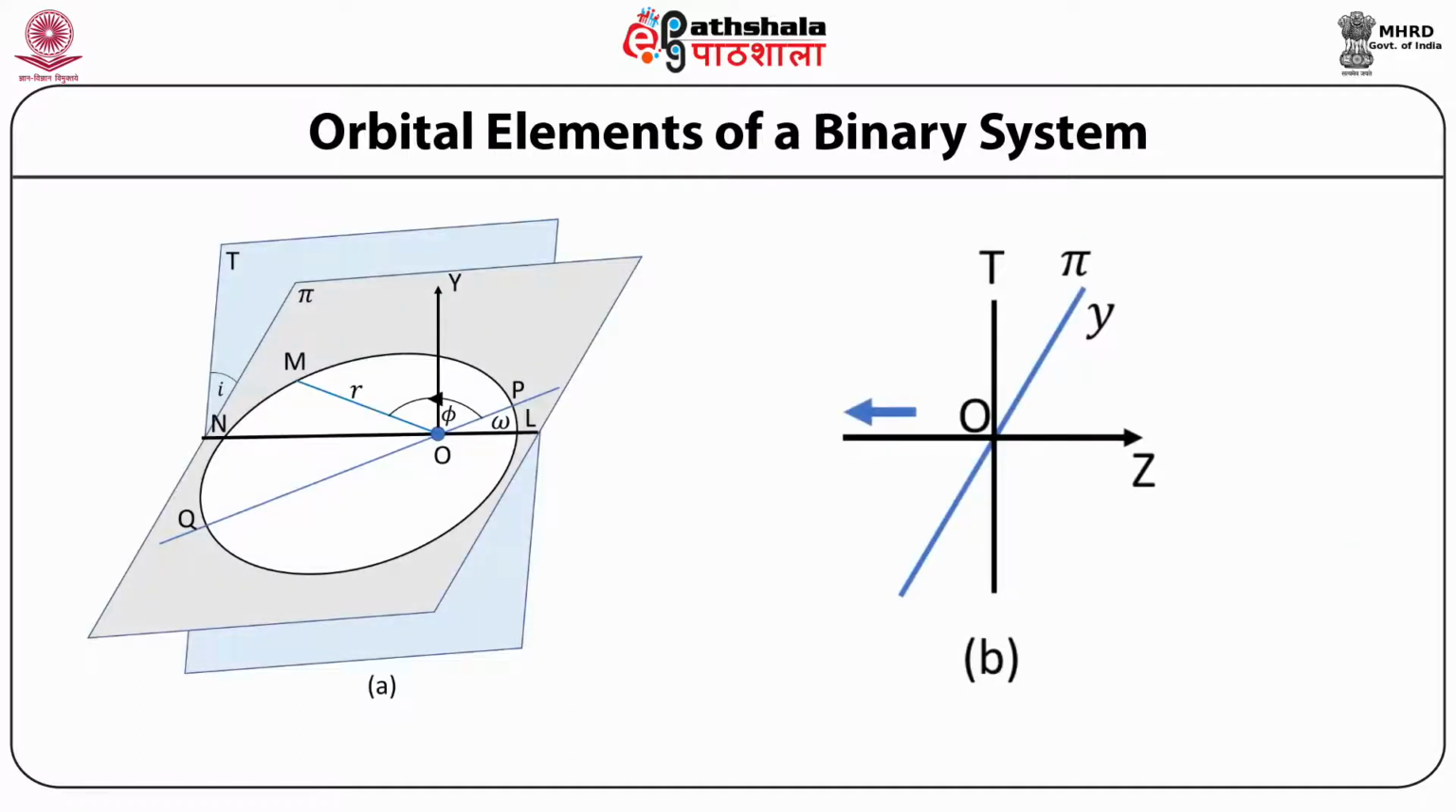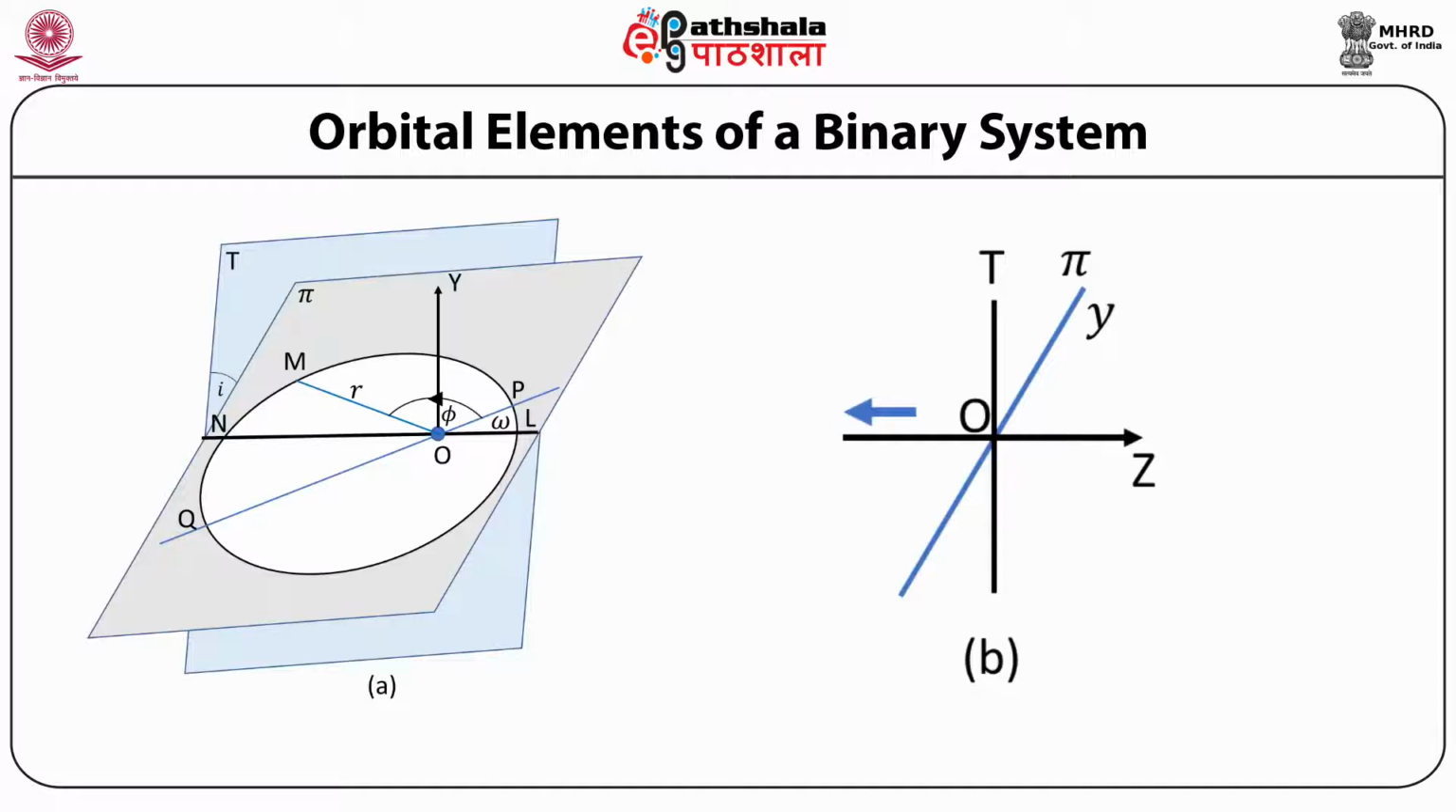Orbital elements of a binary system. So students, suppose PMQL is the actual orbit of the star as shown in figure A. Let NOL be the line of nodes, that is, the line of intersection of the plane of the orbit and the plane tangential to the celestial sphere. Let PQ be the line of apsis, the line joining the periastron and the apastron.